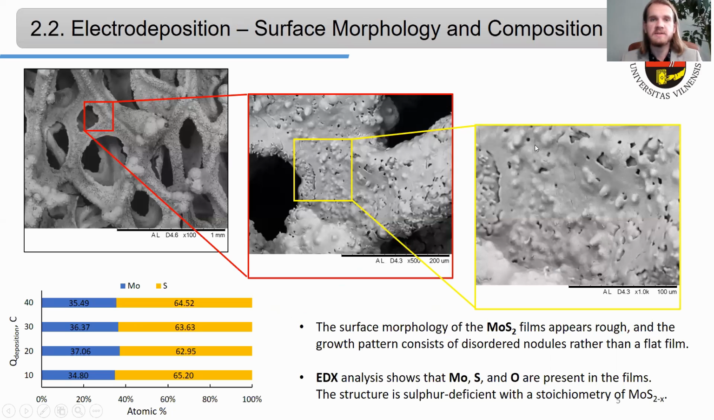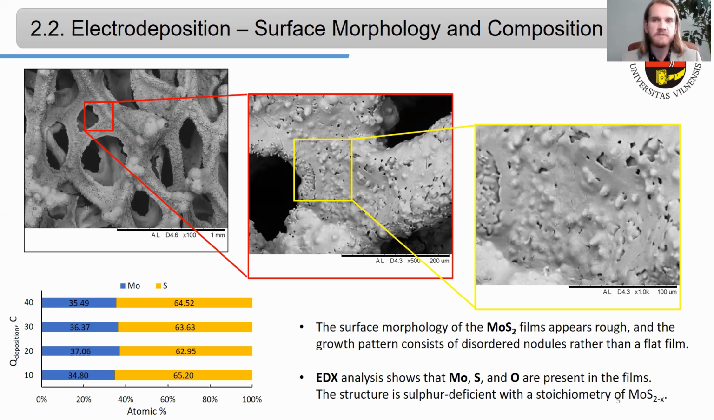In this slide, you can see the scanning electron microscopy images of the surface morphology of molybdenum disulfide films electrodeposited on a copper foam electrode. Now, the ligaments on this particular foam are about 200 micrometers in diameter, so it is a large foam.